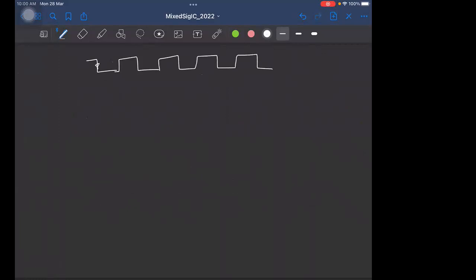Okay, so the falling edges, as we saw, determine the sampling time instance, right? So let's say this is 0, this is TS, 2TS, 3TS, and so on, right? And let's say this is my continuous time signal. Ideally, you want to take samples of this signal at these time instances, right? So at TS, 2TS, and so on.